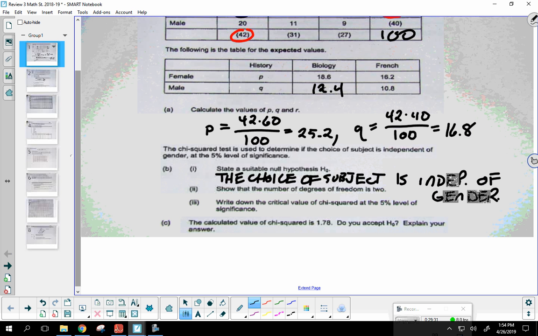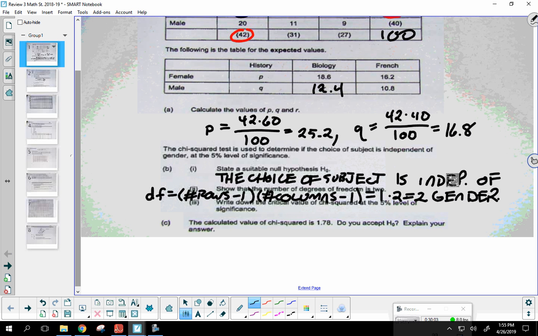Show that the number of degrees of freedom is 2. Well, what was the formula for finding DF? Yeah. So the number of rows minus 1 times the number of columns minus 1. So the number of rows minus 1, that's just 1, times the number of columns minus 1, 2, is 2. Okay, so that one was easy enough. Write down the critical value of the chi-squared at the 5% level of significance.